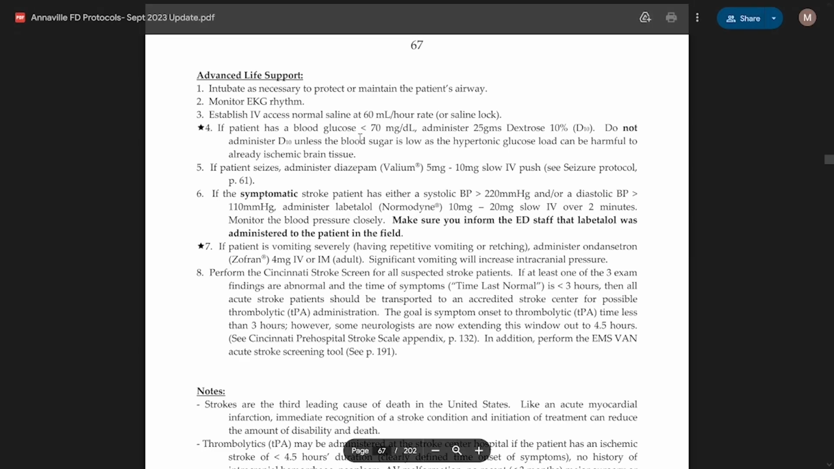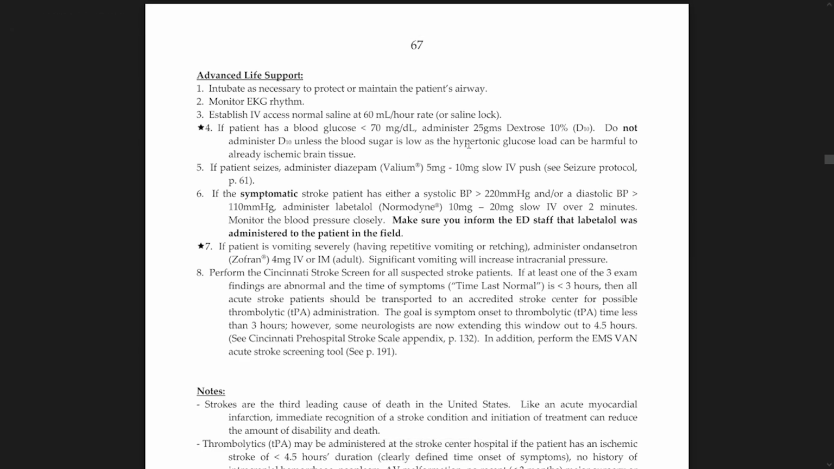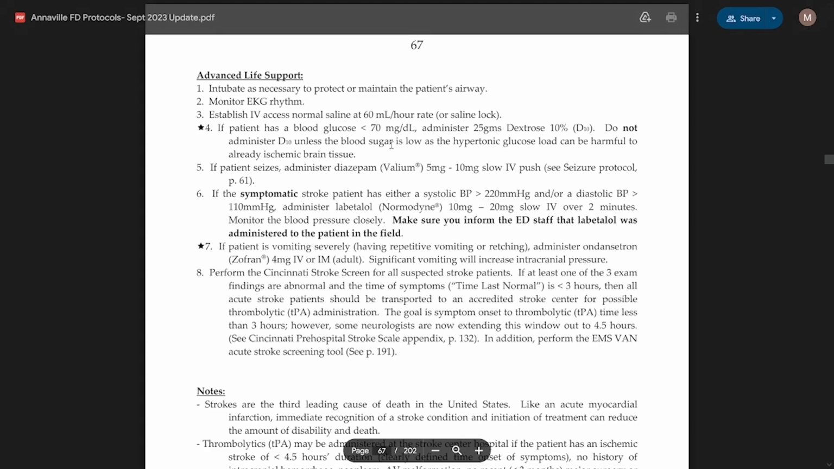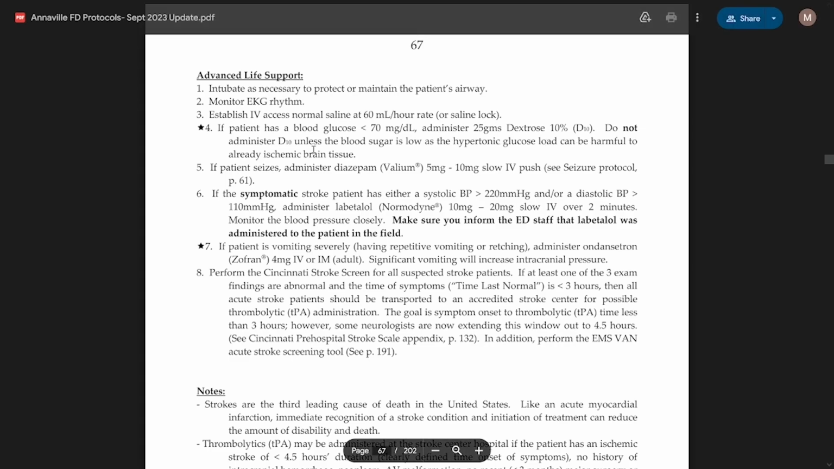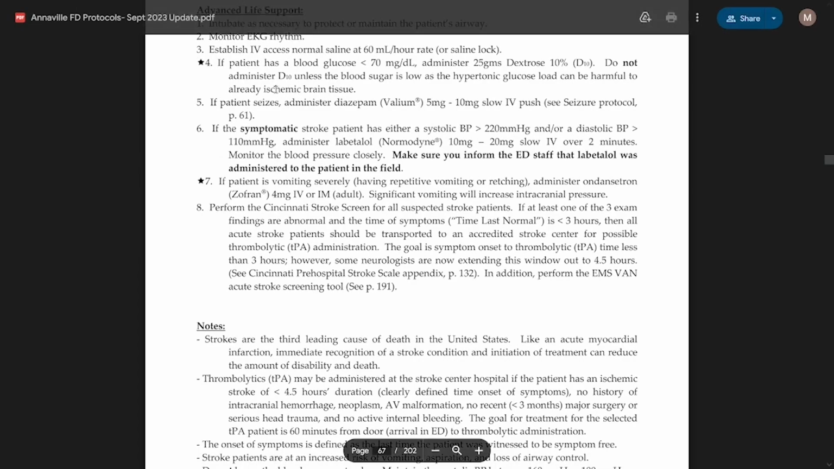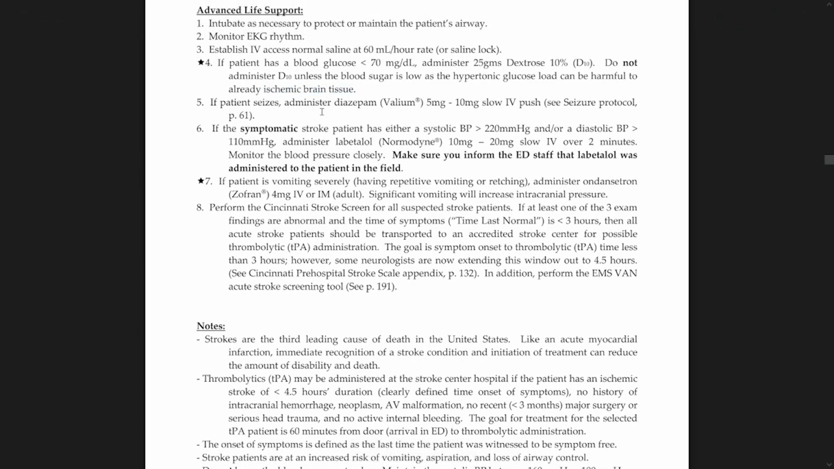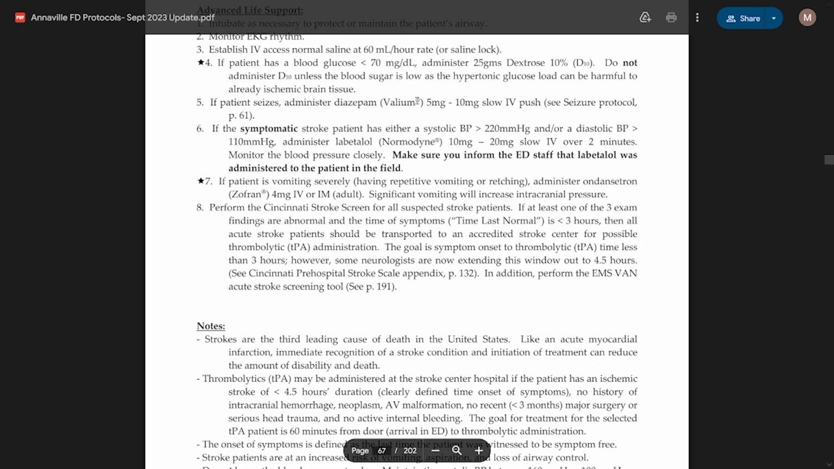If a patient's blood glucose level is less than 70, administer D10 at 25 grams. Do not administer D10 unless the blood glucose level is low, as the hypertonic glucose load can be harmful to already ischemic brain tissue. Basically, we don't want to cause necrosis in brain tissue, so be careful. If a patient is seizing, administer diazepam (Valium) at 5 to 10 milligrams with a slow IV push.